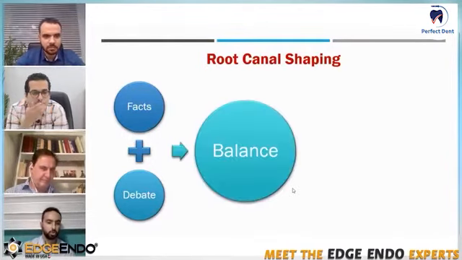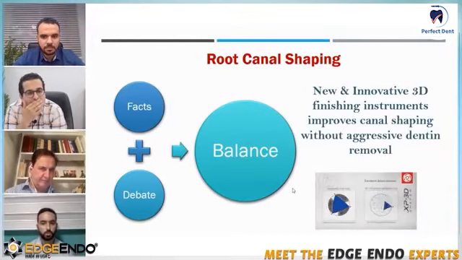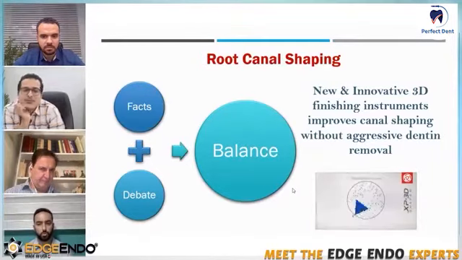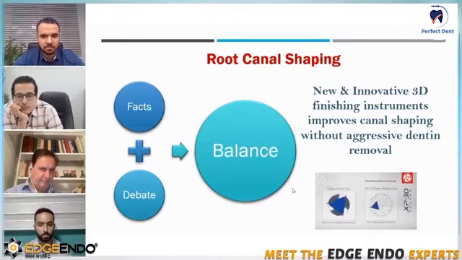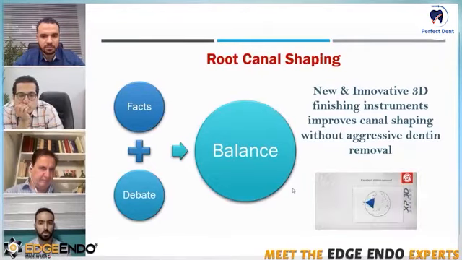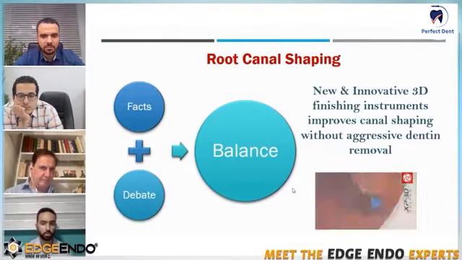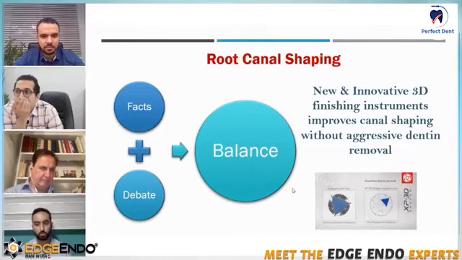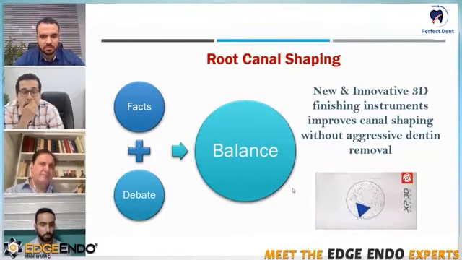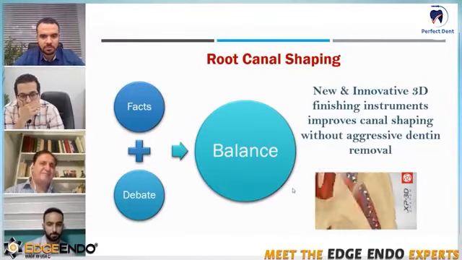But now we have solutions by, for example, using the new 3D finishing instruments. These instruments could allow you to do a proper root canal shaping with a minimal amount of dentine removal without aggressively removing dentine, because they help so much in irrigant activation and help the irrigant to reach the apical third, and they touch more surfaces in the root canal space. So now you can do a minimally tapered canal using these endo finishers as well.